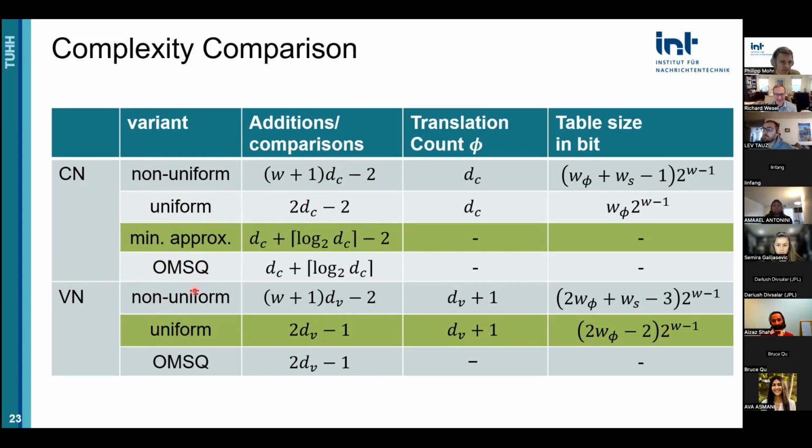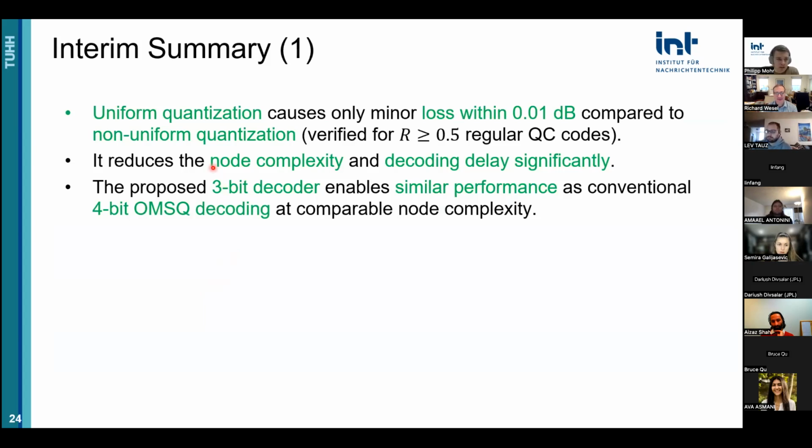All right. Thanks. So, an interim summary. We saw that uniform quantization causes only minor loss compared to the non-uniform way. At the same time, we reduce the node complexity and decoding delay a lot with the uniform approach. And the 3-bit decoder showed similar performance as conventional 4-bit decoding. So this was the first part. If there are any questions left, I'm happy to take those.